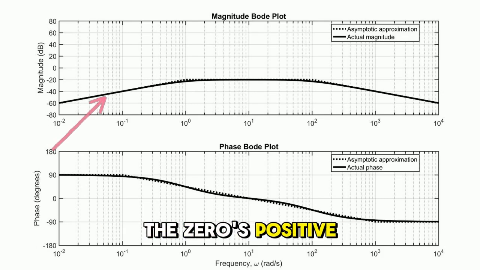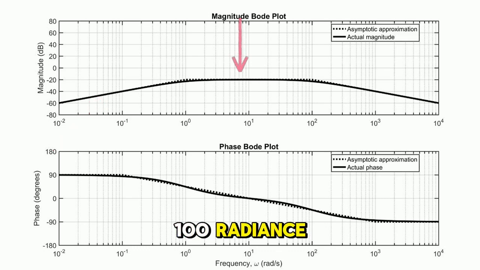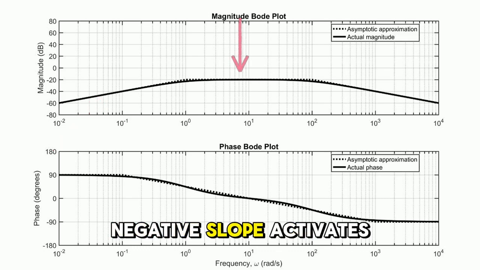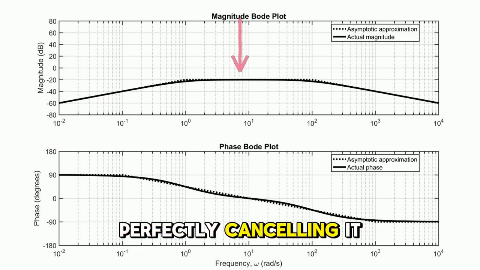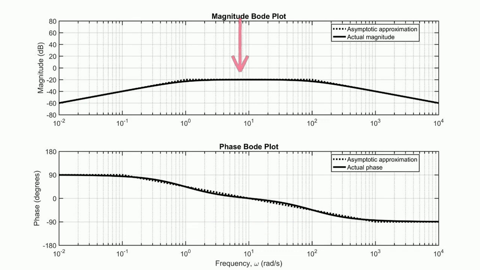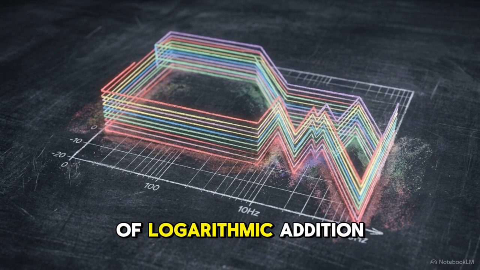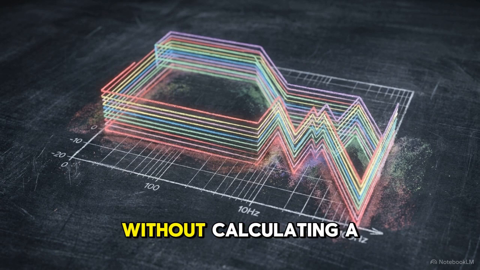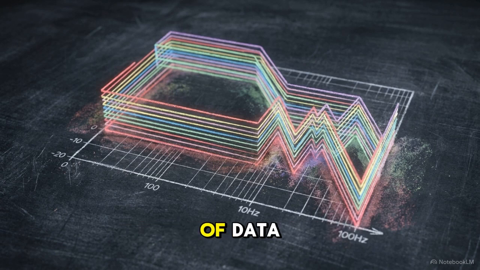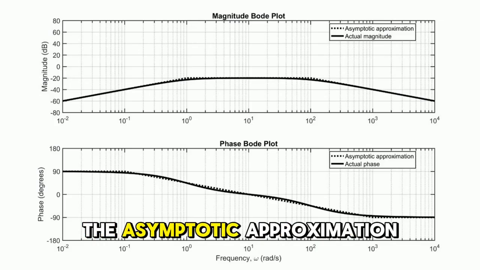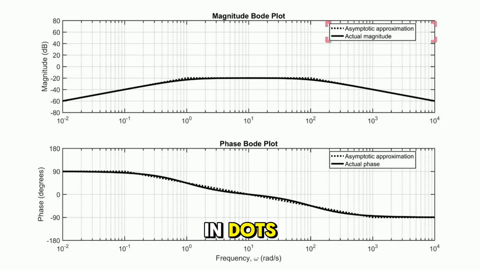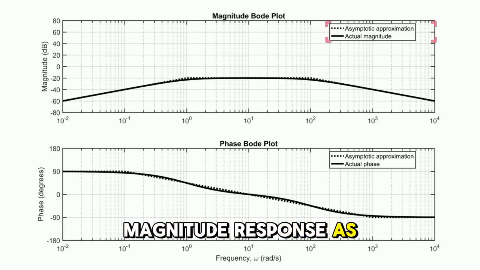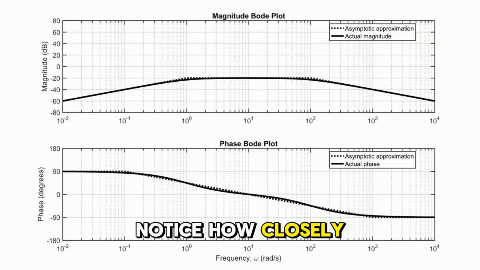Initially, the zero's positive slope drives the trace upward. Between 1 and 100 radians, the first pole's negative slope activates, perfectly canceling it to create a flat plateau. Through the mechanics of logarithmic addition, we've instantly mapped the geometry of a complex system without calculating a single specific point of data. This chart displays the asymptotic approximation in dots and the continuous magnitude response as a solid line. Notice how closely the actual response hugs our approximation.